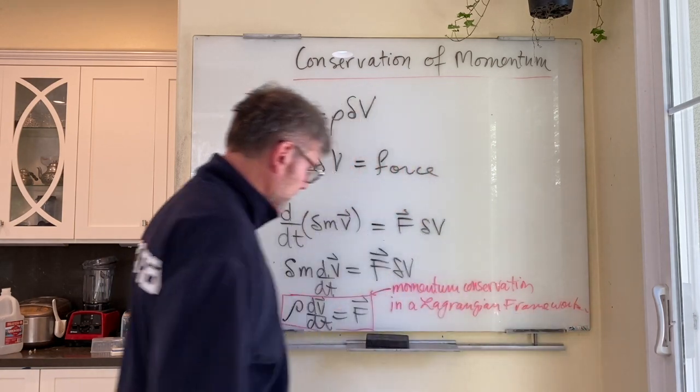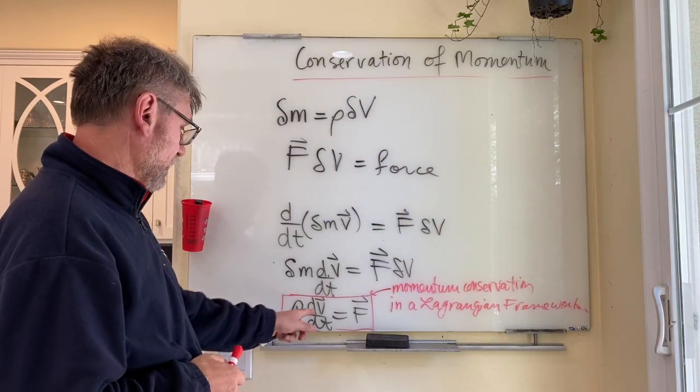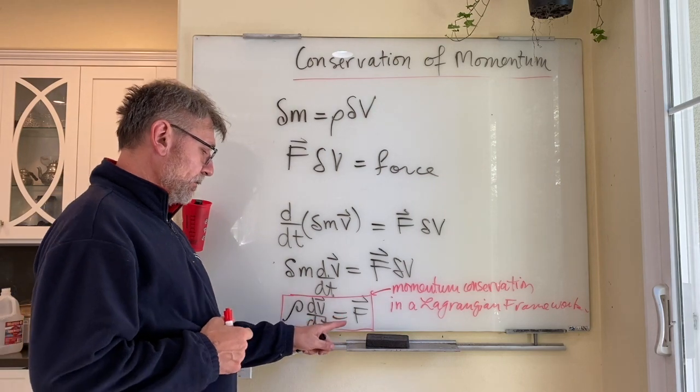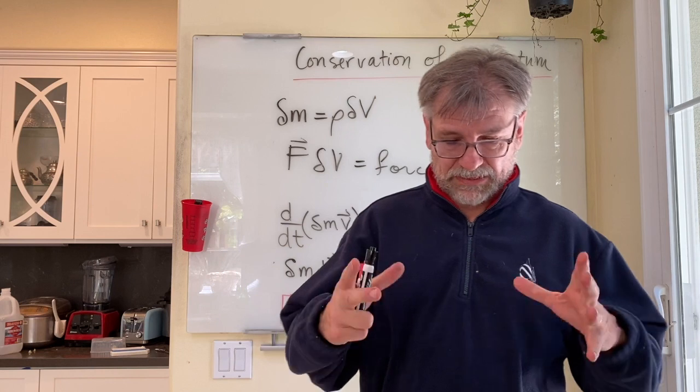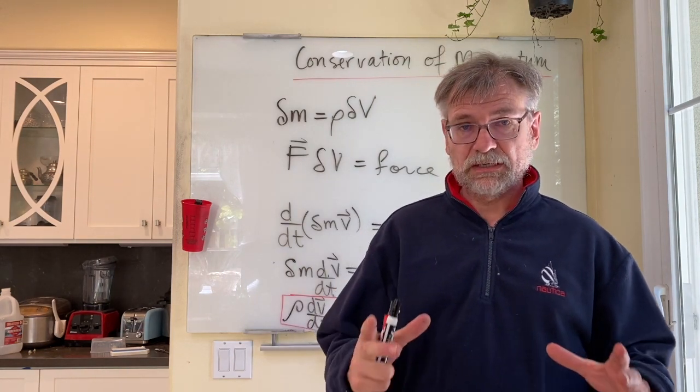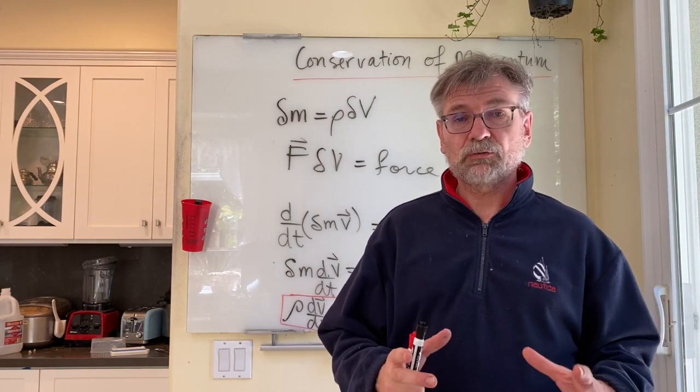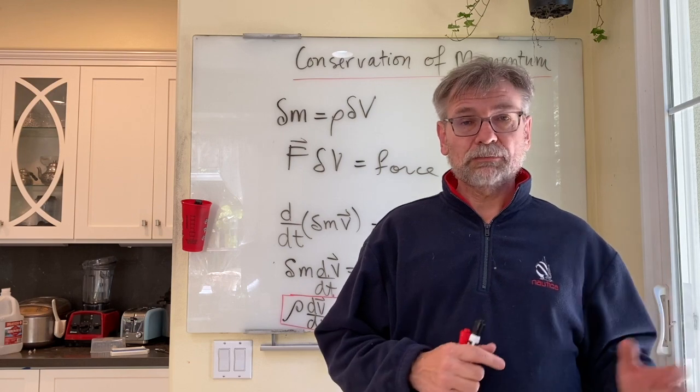In other words, following the material as it moves with velocity v. All right, now we want to convert this into an Eulerian framework. So the Eulerian one, where we have a fixed volume and we do a momentum budget, is much easier to work with in numerical models and to think about.